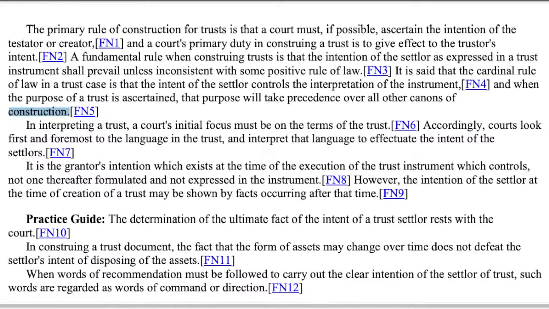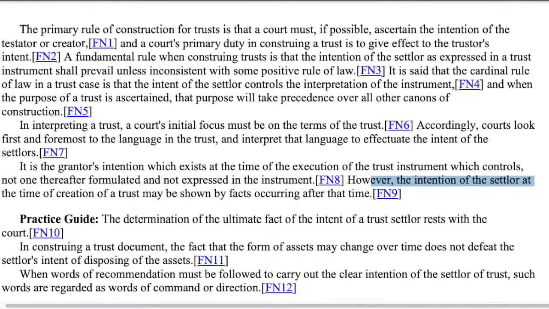Nice language, tight. In interpreting a trust, a court's initial focus must be on the terms of the trust. Accordingly, courts look first and foremost to the language in the trust and interpret that language to effectuate the intent of the settlors. You see how we have a fully constructed sentence here, right? To effectuate the intent of the settlors. We're defining everyone here. It is the grantor's intention which exists at the time of the execution of the trust instrument which controls, not one thereafter formulated and not expressed in the instrument. However, the intention of the settlor at the time of creation of a trust may be shown by facts occurring after that time. Wow, footnote 9, what could that be?